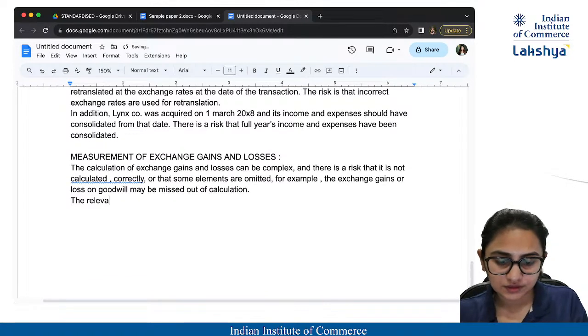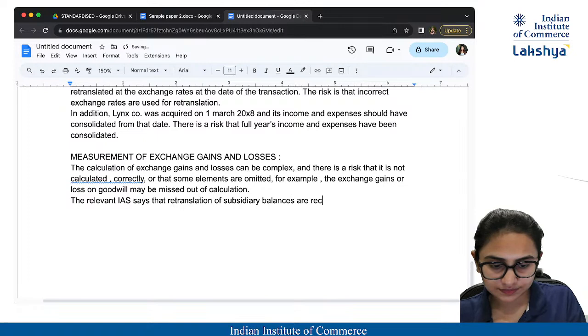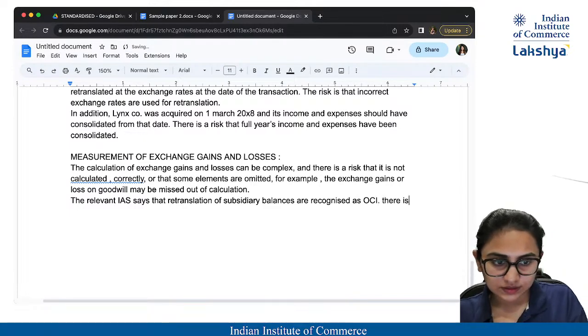The relevant IAS says that retranslation of subsidiary balances are recognized as other comprehensive income. There is a risk of incorrect classification.